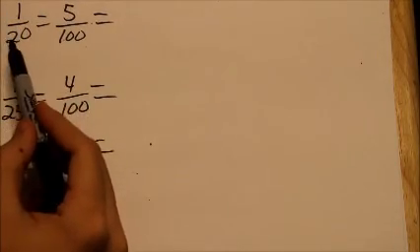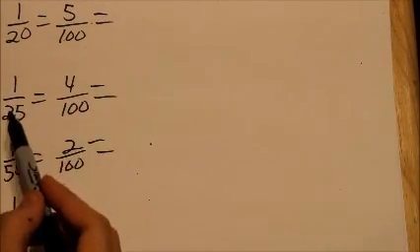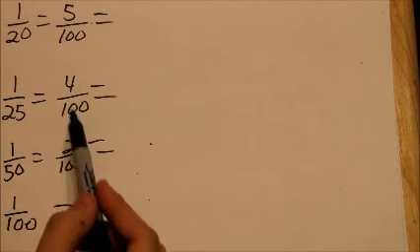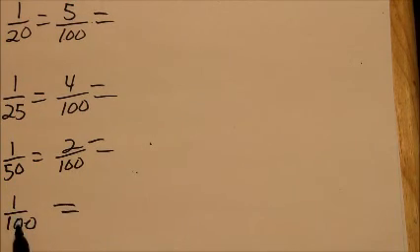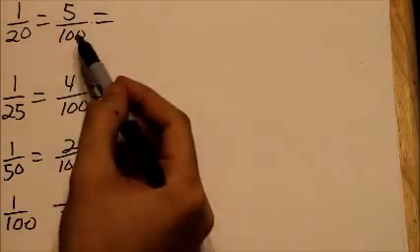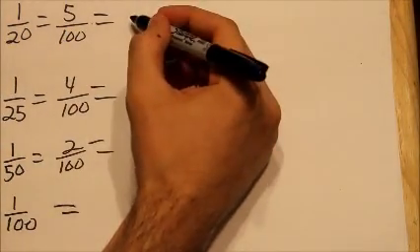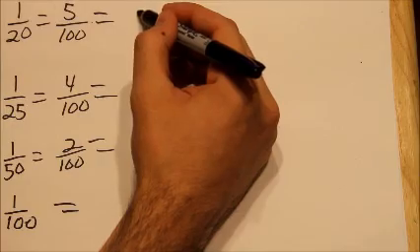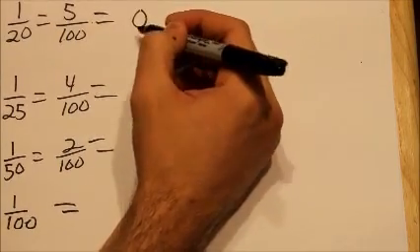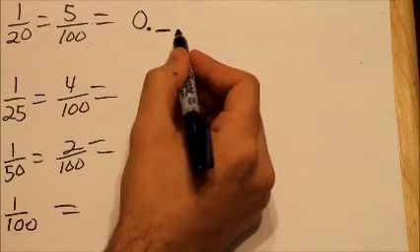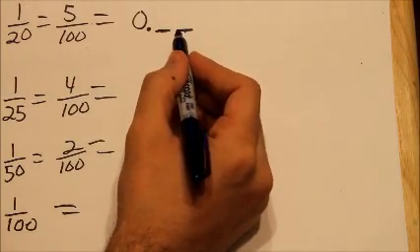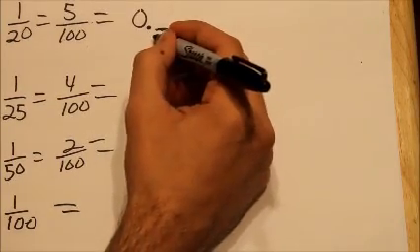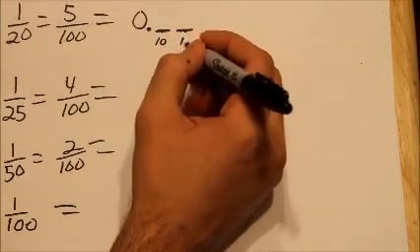Now we have the fractions 1/20th, which is equal to 5 hundredths, 1/25th, which is equal to 4 hundredths, 1/50th, which is equal to 2 hundredths, and 1/100th. Now we need to write these as decimals. Again, we have less than 100, so we're going to write our whole number in our ones place, 0, put our decimal in place, and once again, we go to the hundredths place. So we have tenths and hundredths, which is like our tens and our ones.